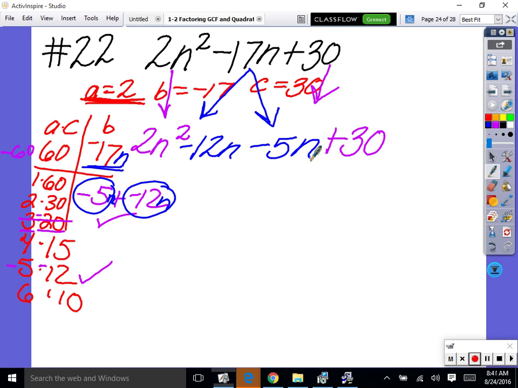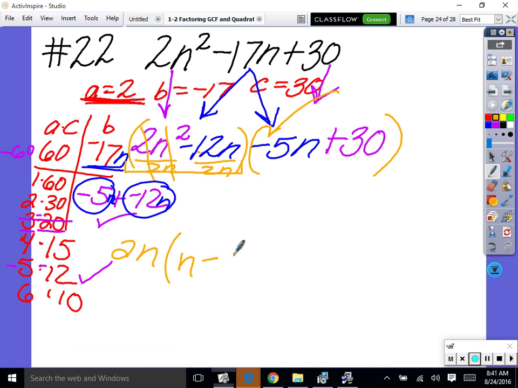But now look, we have 1, 2, 3, 4 terms. Anytime we have 4 terms, we group the first 2 terms. We group the second 2 terms, including the sign. And then we're going to factor out the greatest thing in common in each group. So there's another 2n in common here. Factor out a 2n. To see what's left, divide each term by what you're factoring out. 2 over 2 is 1, n squared over n is n.